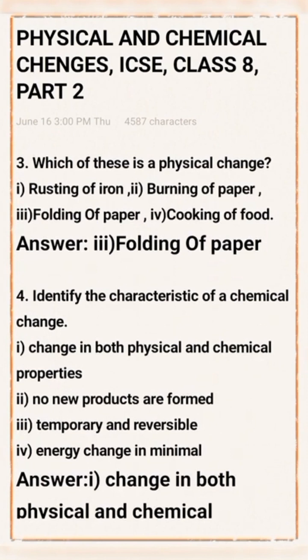Identify the characteristics of a chemical change. Option 1, change in both physical and chemical properties. Option 2, no new products are formed. Option 3, temporary and reversible. Option 4, energy change is minimum. That is, answer 1 is the right answer. That is, change in both physical and chemical properties.